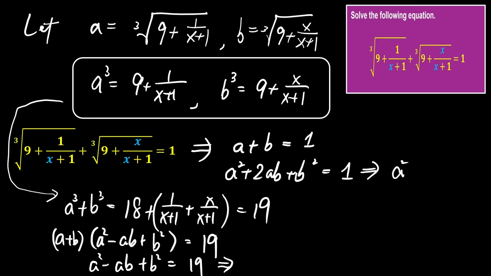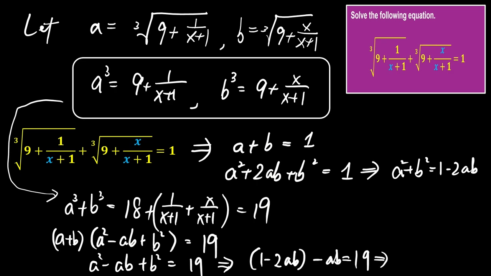From here, a squared plus b squared equals 1 minus 2ab. So that will be 1 minus 2ab minus ab equals 19. And therefore, negative 3ab equals 18. And therefore, ab equals negative 6.